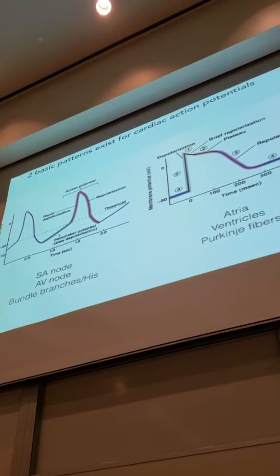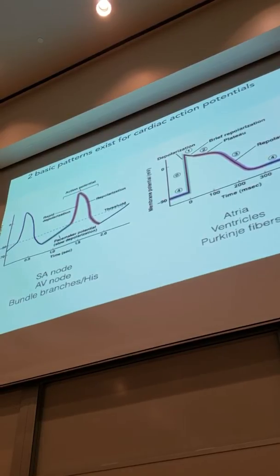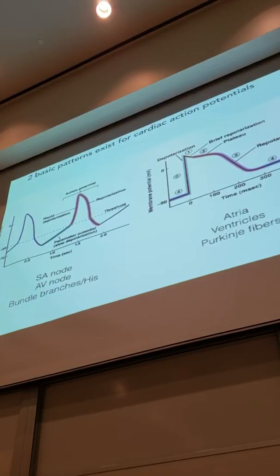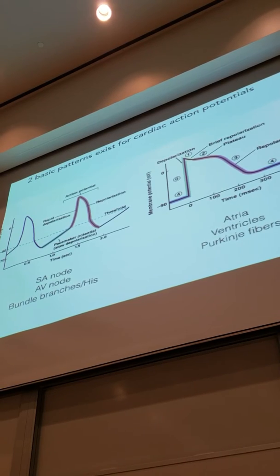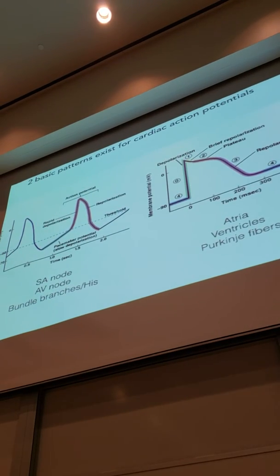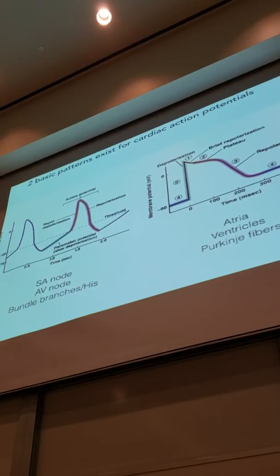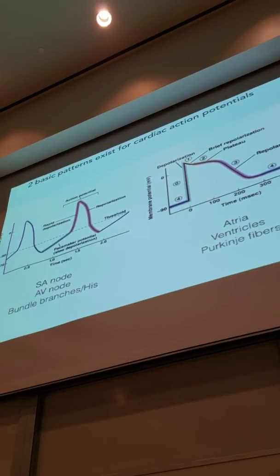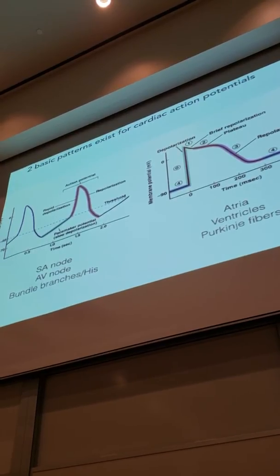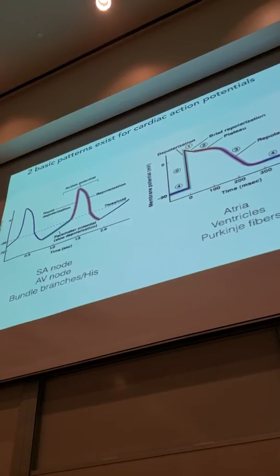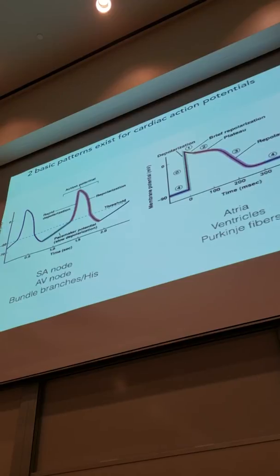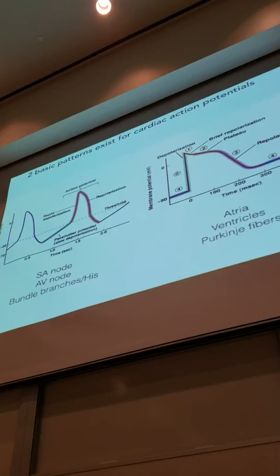So if we cut all nerves to your heart, it still beats, and this is why. We see this type of activity in the SA node and the AV node, and we also see it in the next few parts of the conduction system. When we get to the Purkinje fibers, they tend to look a little bit more like the contractile cells. Atria and ventricles primarily are going to have this other type of action potential.